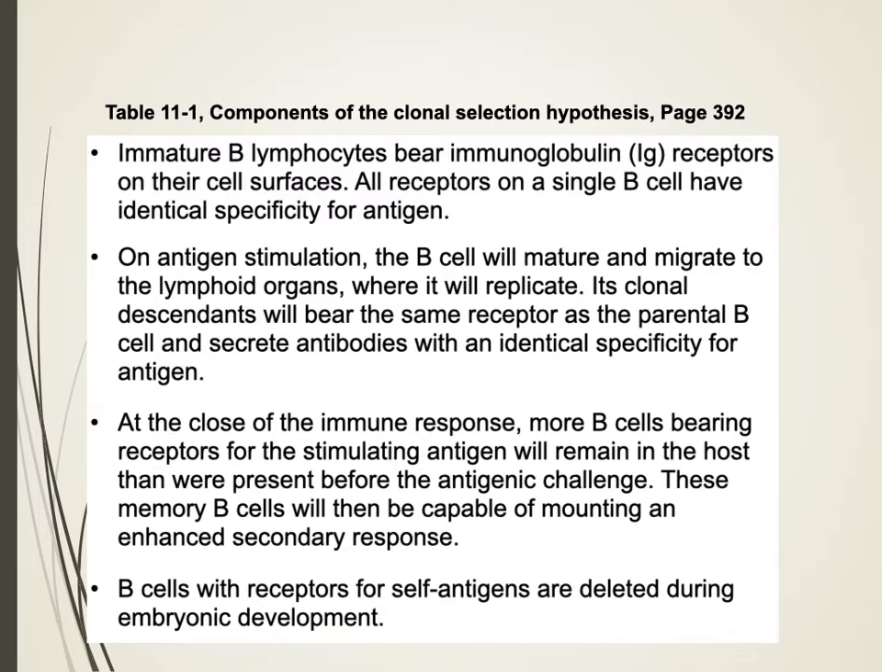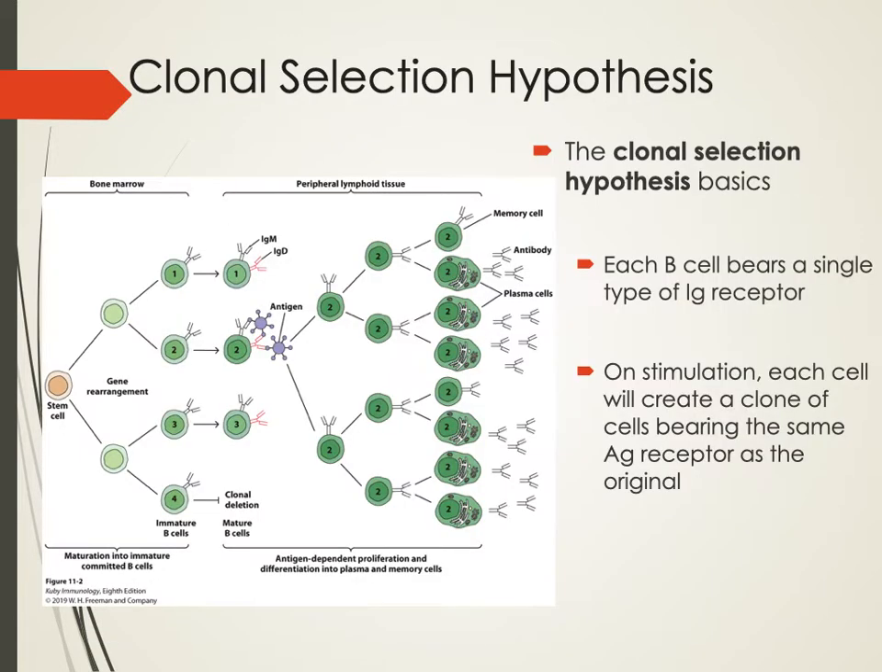And then lastly, if these B cell receptors are recognizing a self-antigen, they're going to get deleted. Ideally, they've been deleted during embryonic development, but there are going to be additional steps to make sure that any B cell with a receptor for a self-antigen ends up being removed. So looking at the clonal selection hypothesis in a figure model, it's on the next slide.